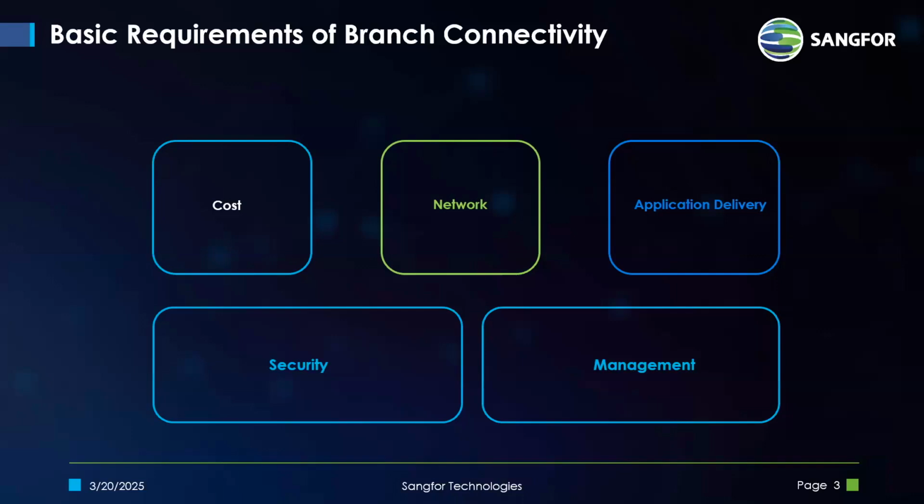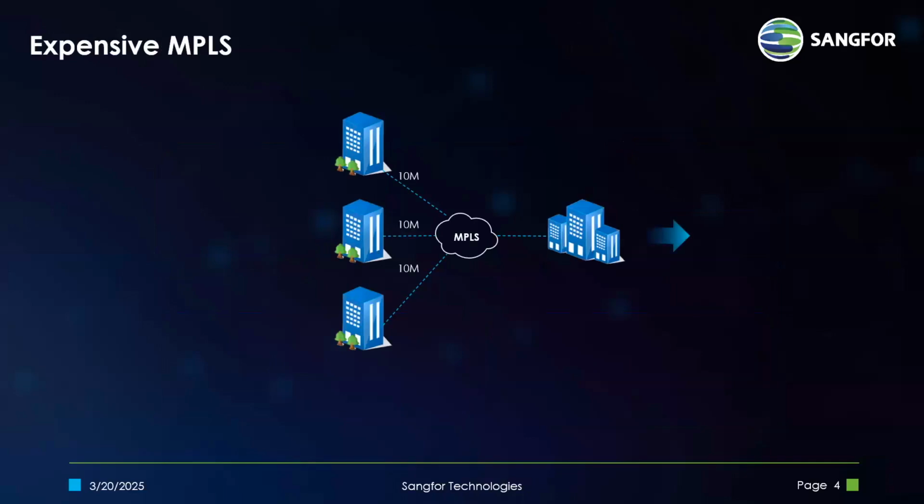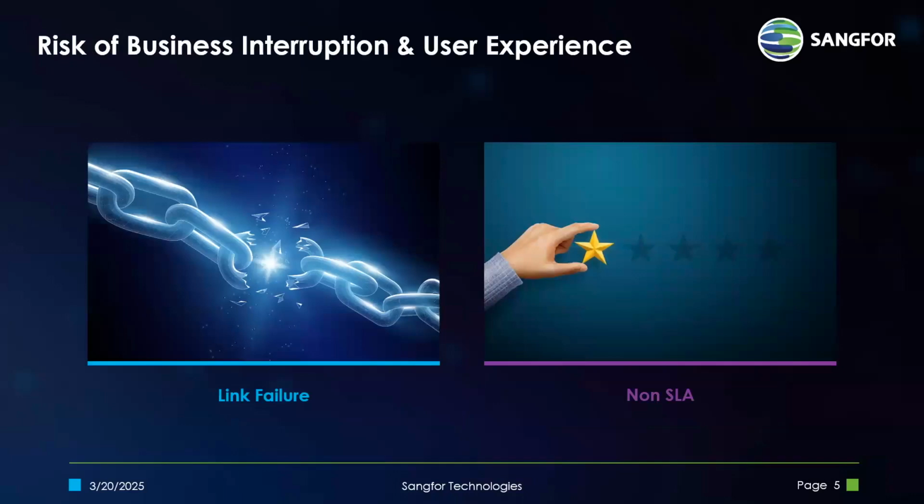Let's talk about some of the challenges in this traditional network. Expensive MPLS. Traditional networks are usually based on MPLS. With MPLS, it typically takes 2 to 3 months just to set it up with your ISP, and often it's very expensive. With internet access, it is fast, but it is not very reliable. Sometimes the network gets dropped, and there is no SLA associated with that.